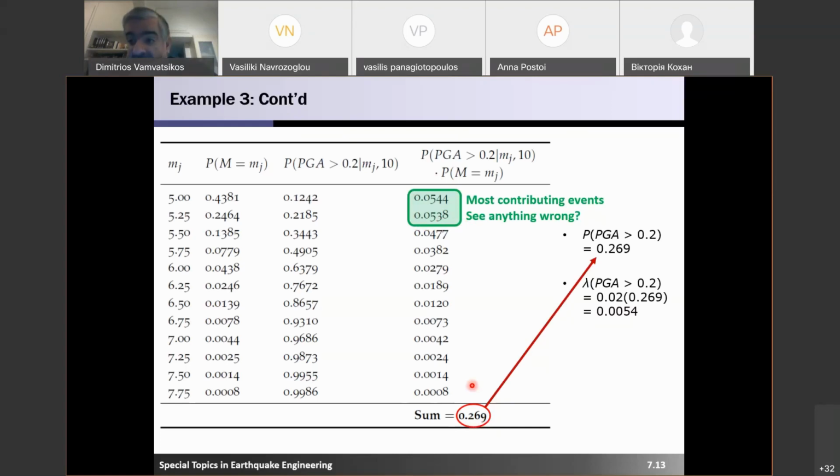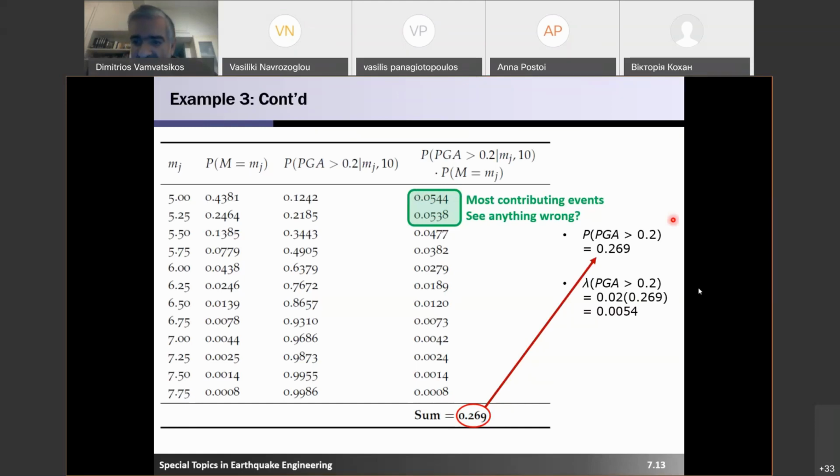Any takers? Would you feel more comfortable if they happened at the end? Let's start stupid discussions. Would you feel more comfortable if these two numbers, the most contributing events, were over here? Or how about if they appear in the middle? Come on. I'm going to get a list of participants here. I'm going to start asking people.